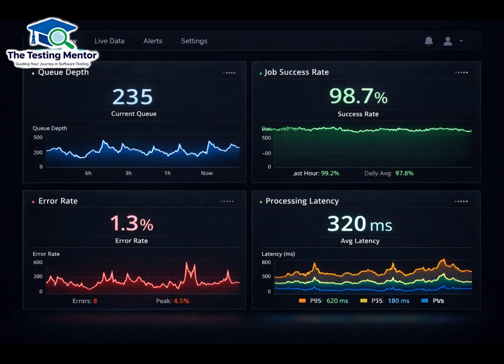Async systems are harder to debug, so observability becomes critical. Best practices include logging job execution, tracking queue depth, monitoring job failures, and measuring processing latency. These help quickly identify production issues.